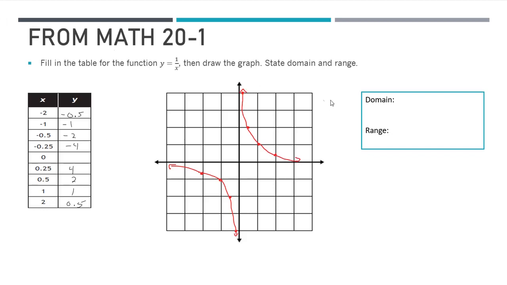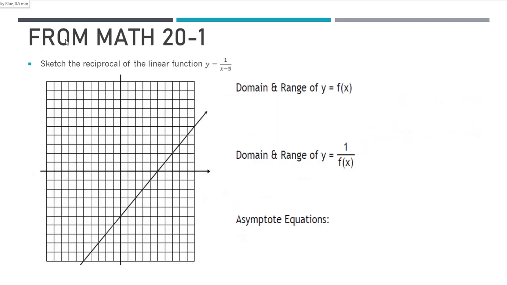And now looking at our domain. So x cannot be 0, but it can be any other number. So x such that x cannot be 0, where x is a real number. And then for our range, it's actually the same thing. So it's y such that y cannot be 0, and y is a real number. So then where do we go from here then?